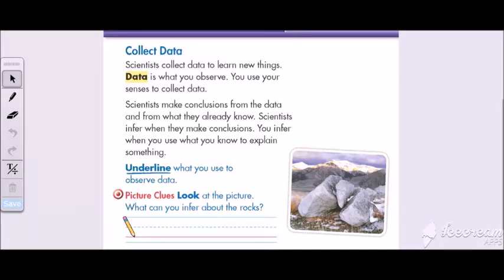They collect data to learn new things. So, data is what you observe. And you use your senses to collect this data. Let's see this video.